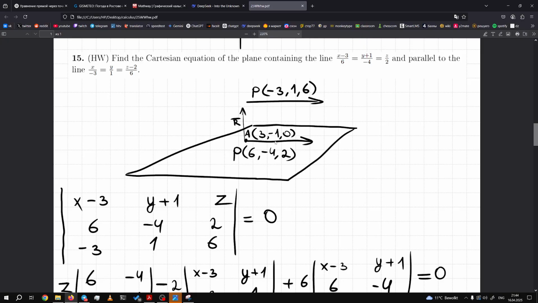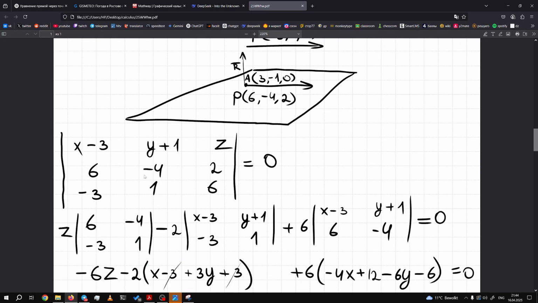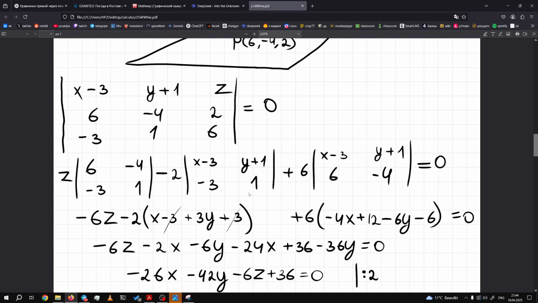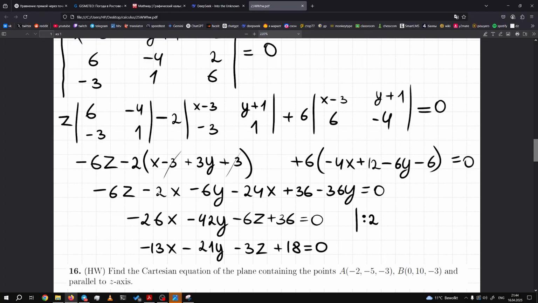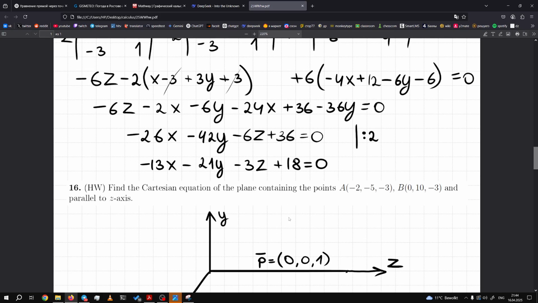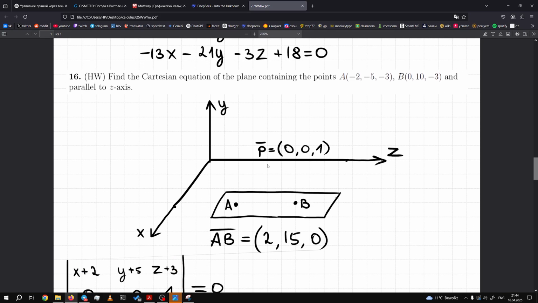So we have two vectors in our plane and point A. Point A has these coordinates, z is equal to 0. So this is point A. So now you just write the denominator, and you solve this determinant, and you finally get this Cartesian product. So let's move on. Find the Cartesian equation of the plane containing the points A, B, and parallel to the axis.